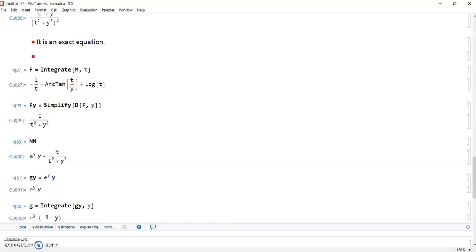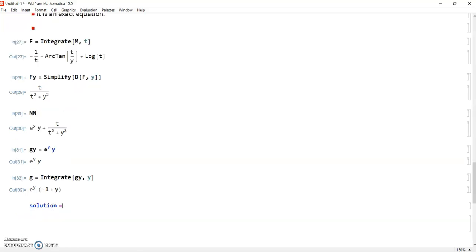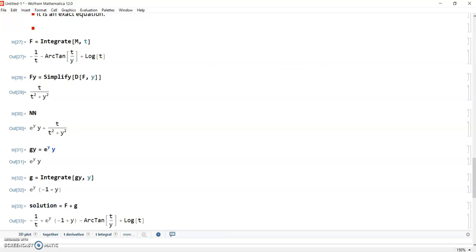So I can write solution equal to the original function f, which is this one, plus g. Okay, so this is the solution. So minus 1 over t plus e power y into minus 1 plus y minus arc tan of t over y plus log of t.